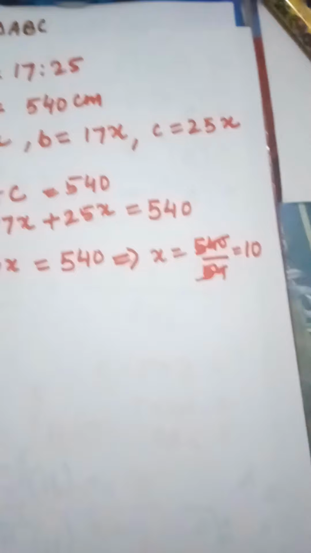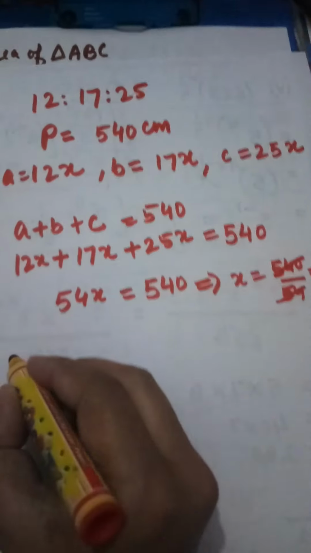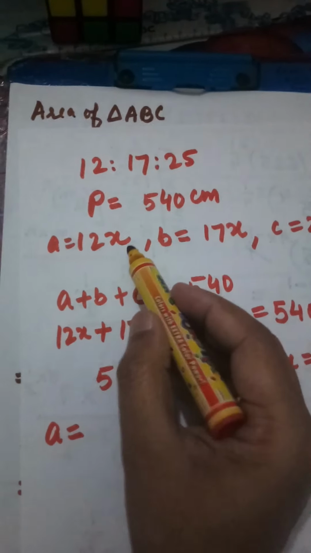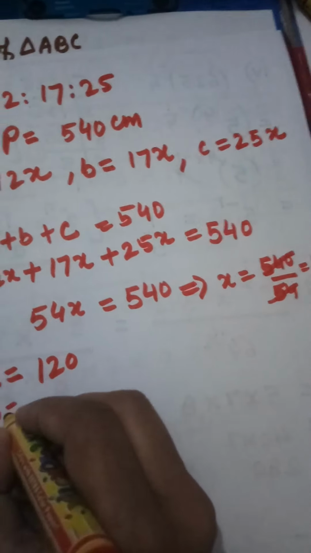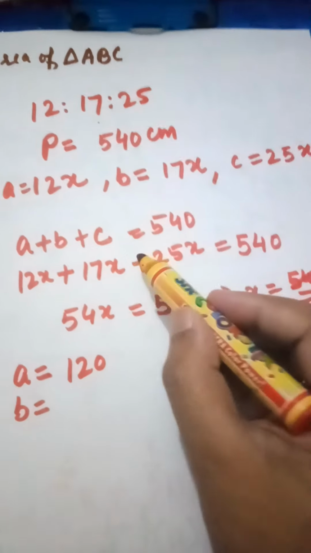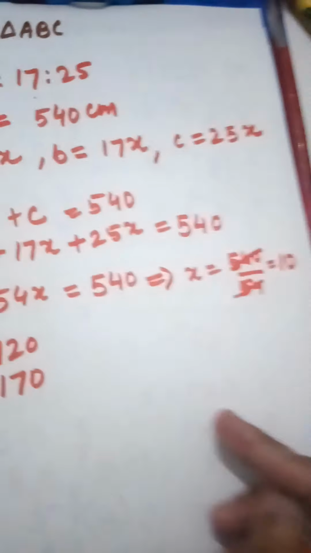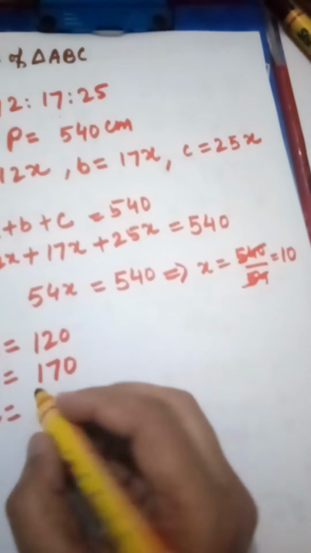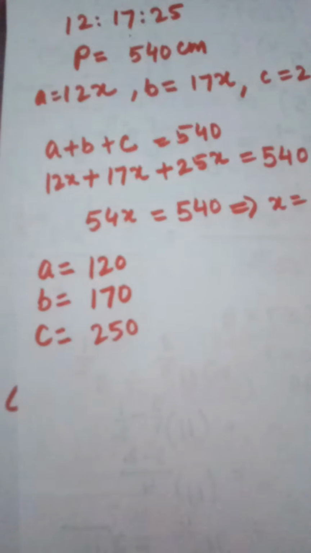So children, here we have obtained x now, and now we can easily find all three sides. So what is the first side? 12 into 10, that is 120. Second side, 17x it was, so 17 into 10 is 170, because the value of x we have calculated as 10. And third side 25 into 10 as 250. So here we have obtained three sides.